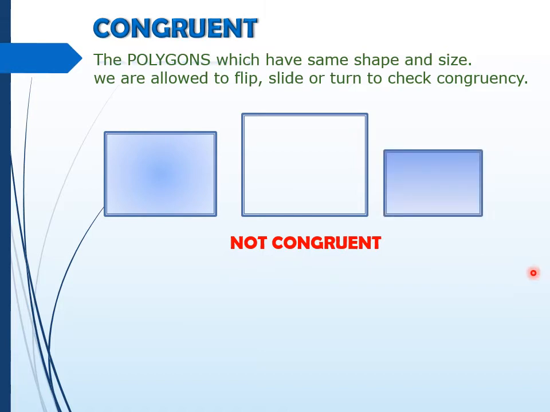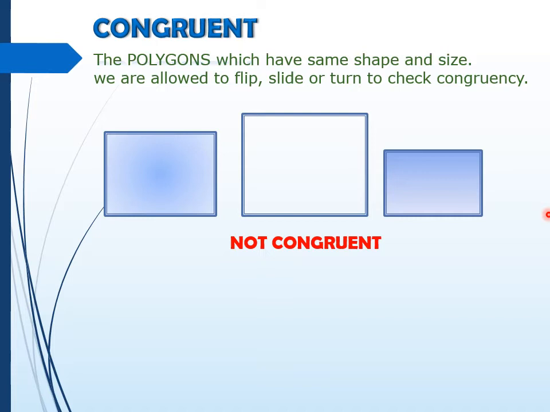Again, if we take one more example, here we can see this is another rectangle, but again it is not equal in size with the other two rectangles. So again, these three are not congruent to each other.